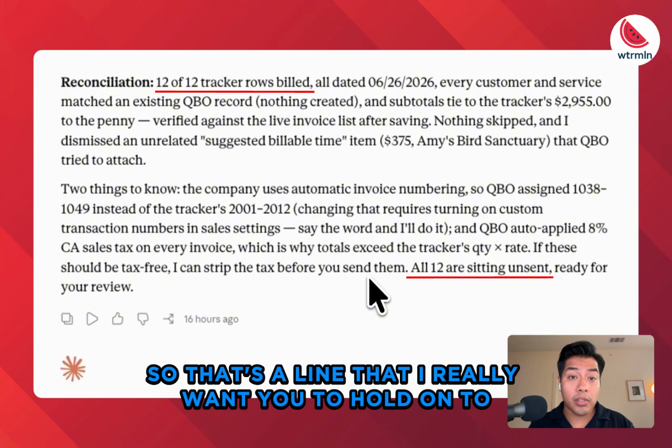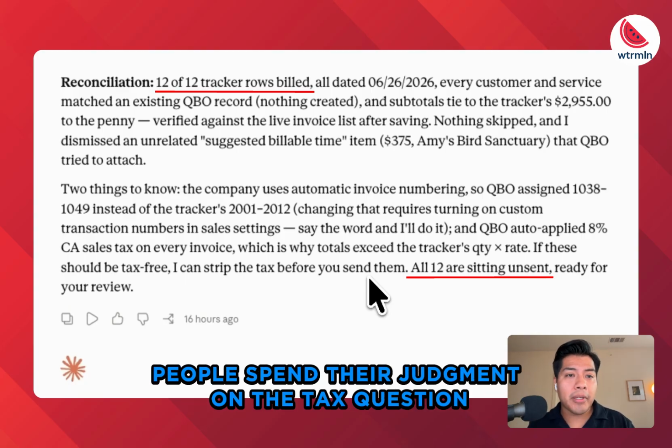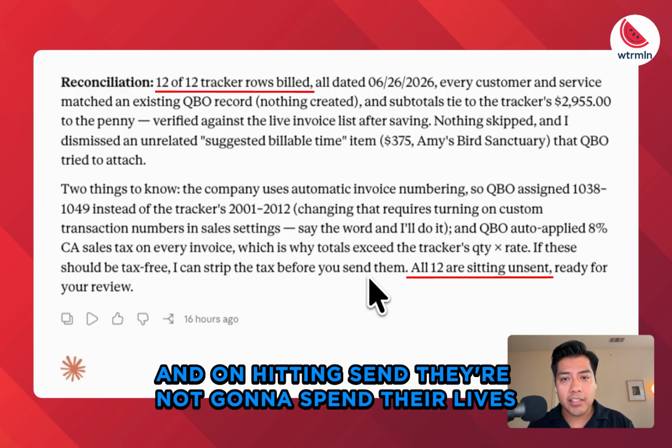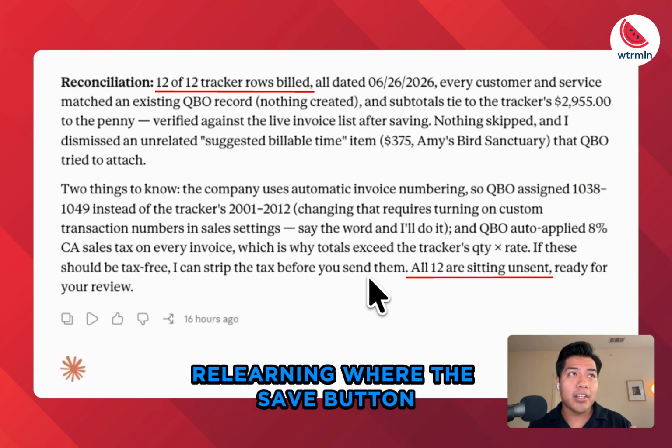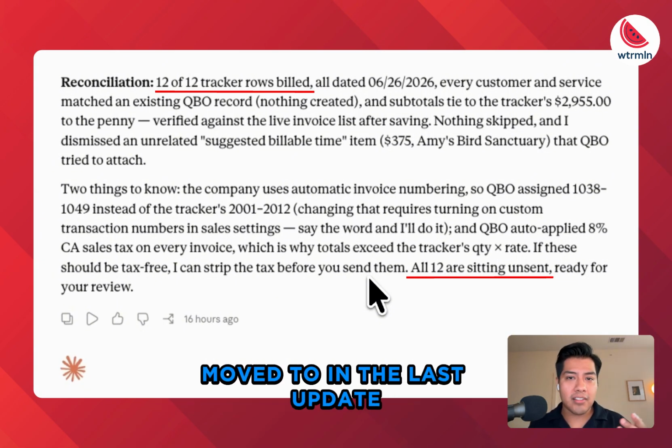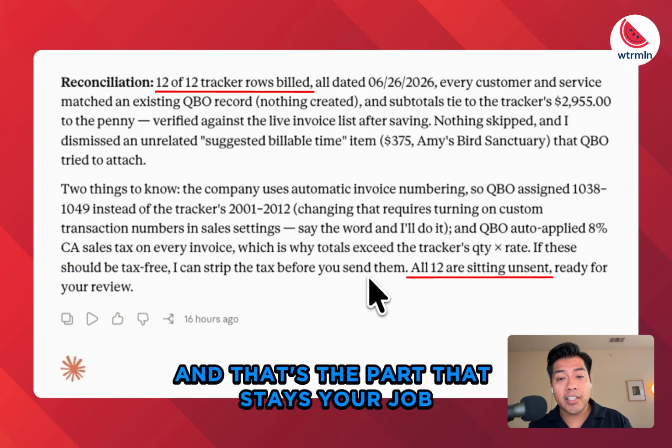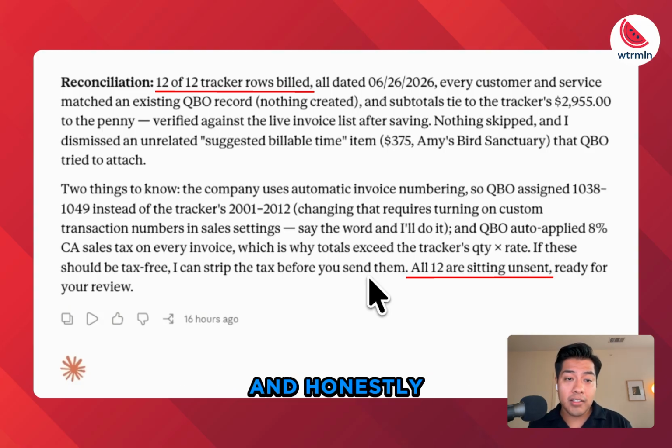So that's a line that I really want you to hold on to. People spend their judgment on the tax question and on hitting send. They're not going to spend their lives relearning where the save button moved to in the last update. That's the human in the loop, and that's the part that stays your job. And honestly, it's the only part that ever should have been yours in the first place.